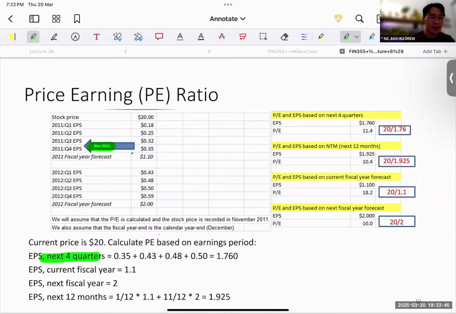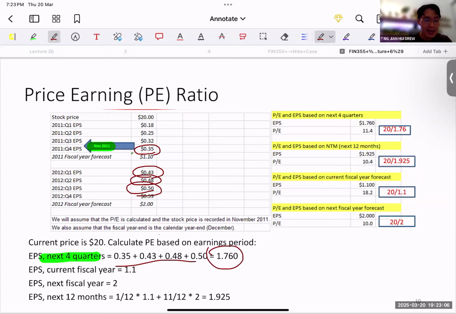The thing is, we want to determine what the PE is based on the next 4 quarters' earnings. So for this case, we need to use the earnings for the next 4 quarters, 1, 2, 3, 4. These are the 4 earnings that we use. And the price is 20, which is given in the question, the stock price. So we simply take 20 divided by the earnings in the next 4 quarters.